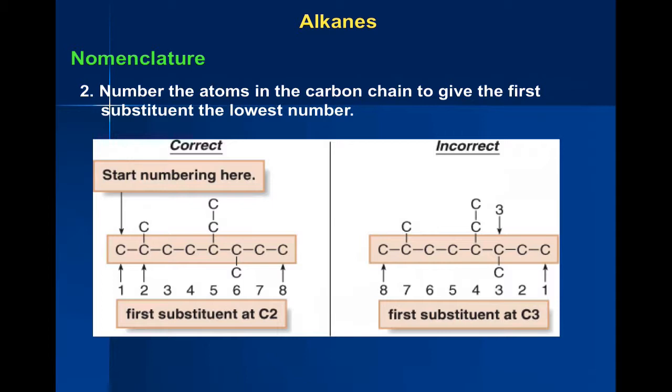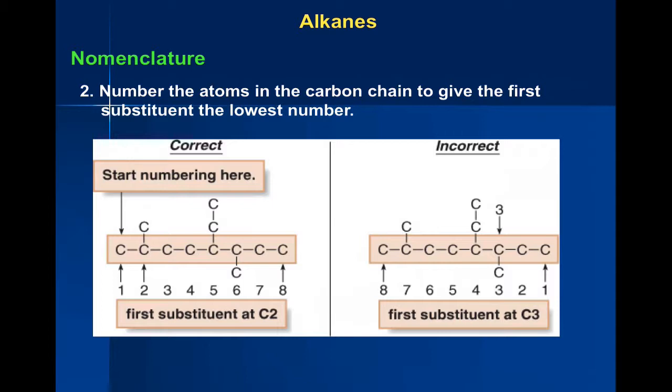Once you've identified the parent chain, now you have to figure out how to number the carbons, because we've got to know where the substituents are located, right? That's going to be in the prefix. Well, we can number, in this case, from left to right, but we can also go from right to left. We have to know which way to number our carbon chain. Okay? And so you're always going to number your carbon chain to give the first substituent the lowest possible number.